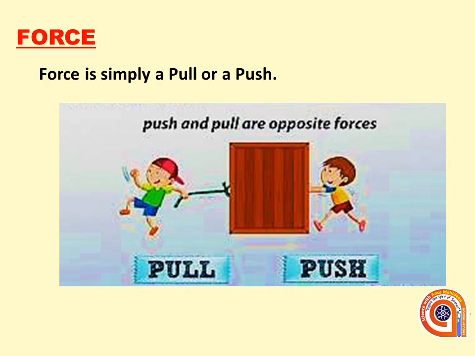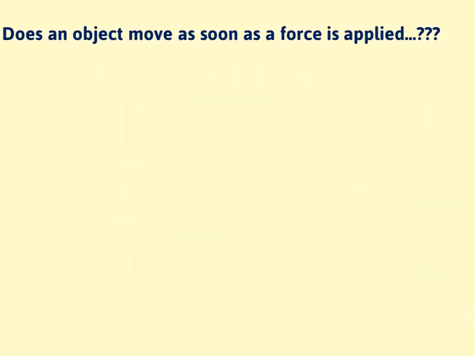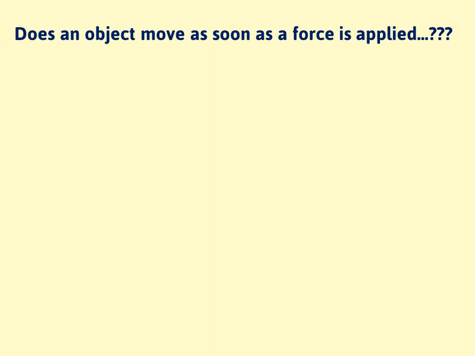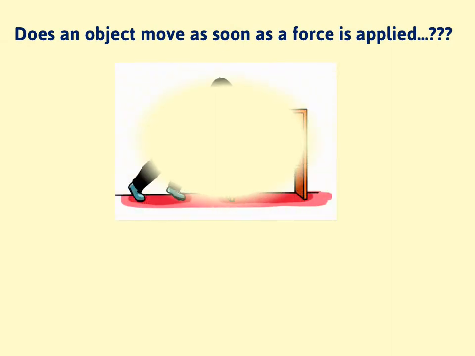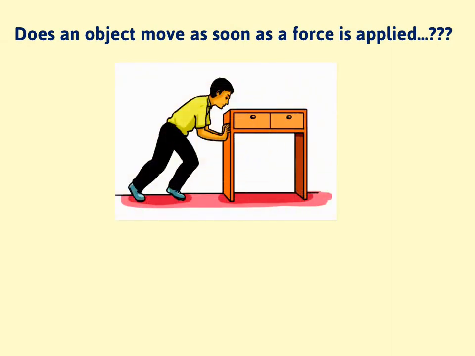So these are the 5 effects that could be seen by applying a force over an object. But is it just because of the force applied that an object will be moved? No. You can see the diagram given here. A person is trying to push the table kept over a surface. Let's take the surface as the ground. So there are 2 contacting surfaces here. One is the table, the other one is the ground.